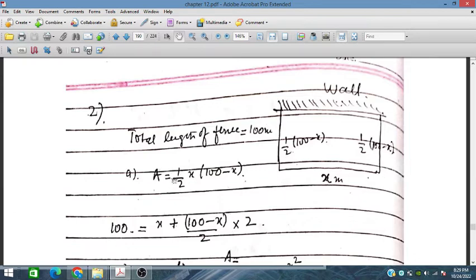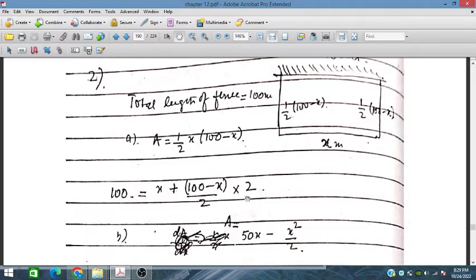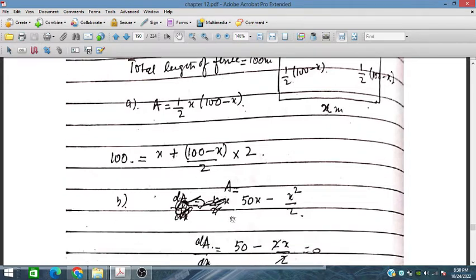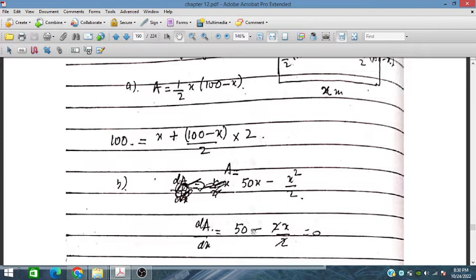So the area is equal to this length into this length, so the area is half 100 minus x into x. Now we add these sides to get 100. So A is equal to 50x minus half x square. So this is the area. And we take the derivative of this, so this becomes 50 minus 2x upon 2.